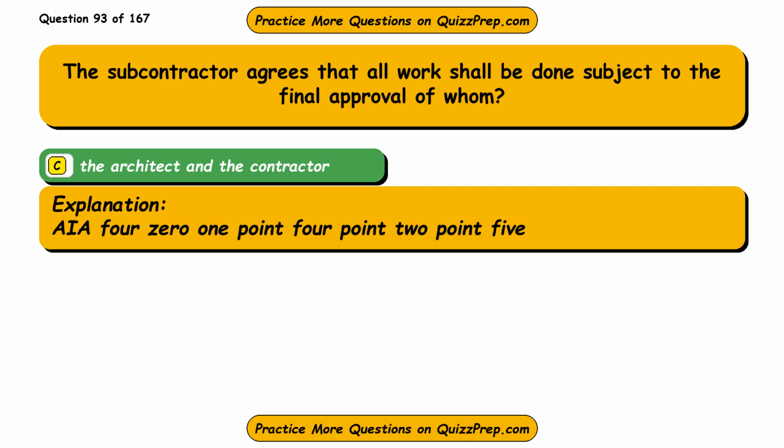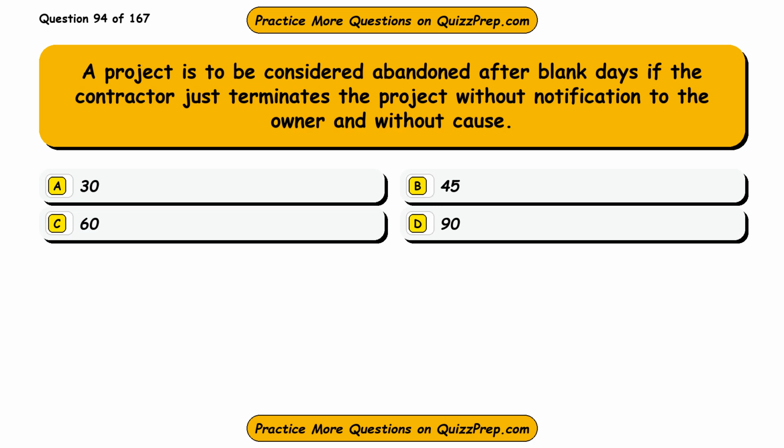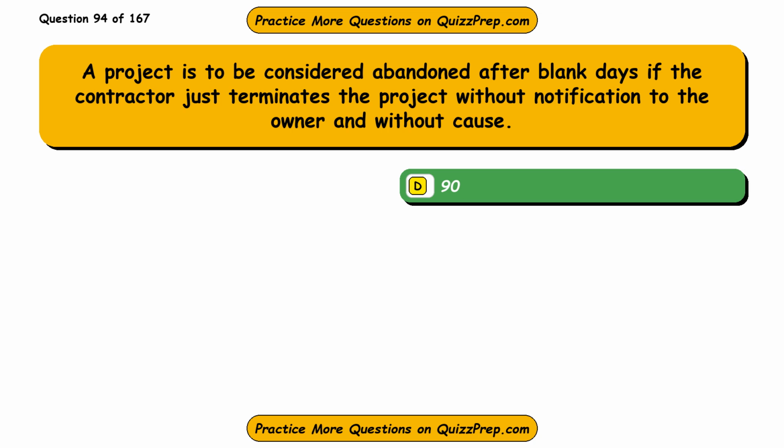401.4.2.5. Question 94. A project is to be considered abandoned after blank days if the contractor just terminates the project without notification to the owner and without cause. Option A, 30. Option B, 45. Option C, 60. Option D, 90. The correct answer is option D, 90.